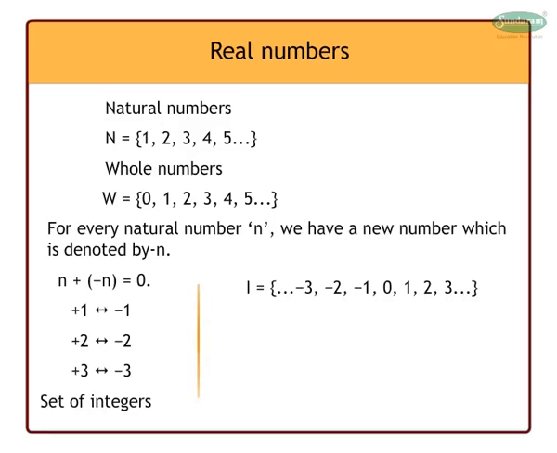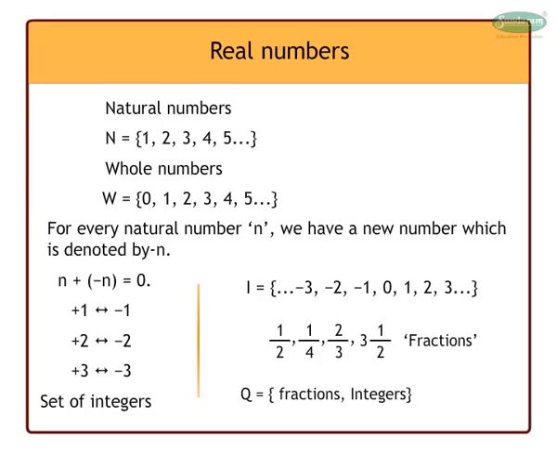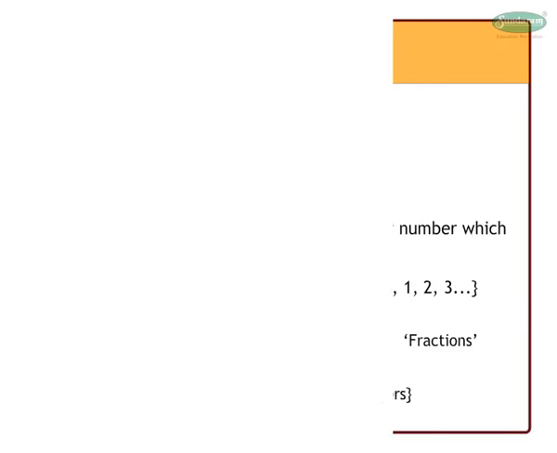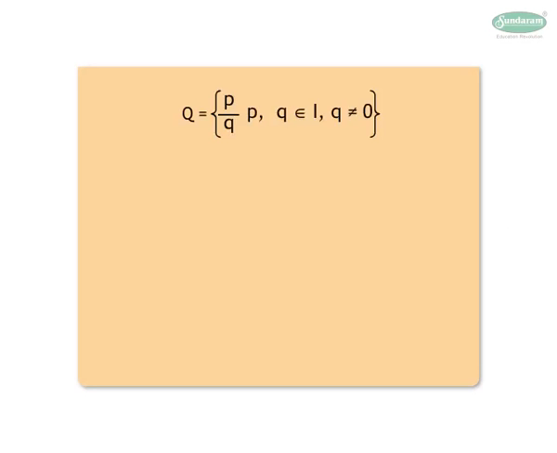Now students, we have come across and worked with numbers like half, 1/4, 2/3, 3½ and so on. These numbers are called fractions. This set of numbers, which includes fractions and integers, is called the set of rational numbers and is represented by letter Q. Now we define a rational number as P upon Q, where P and Q are integers and Q is not equal to 0. Therefore, all integers according to the definition are rational numbers, because for an integer P we can write P is equal to P upon 1.